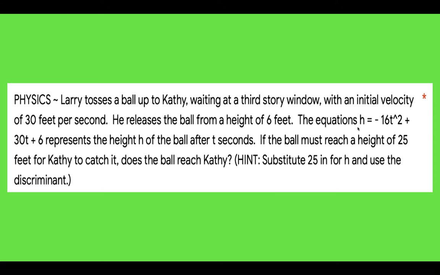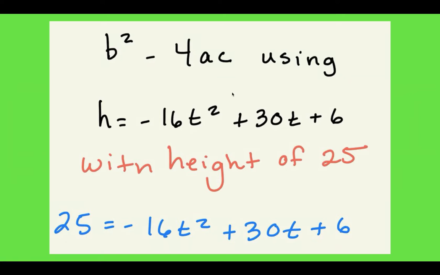Using that equation, the lowercase h is the height of the ball after t seconds. If the ball must reach 25 feet for Kathy to catch it, the question is, does the ball reach Kathy? Note, substitute 25 in for lowercase h and use the discriminant. So this is the discriminant. Use this equation. I'll put 25 in for h.